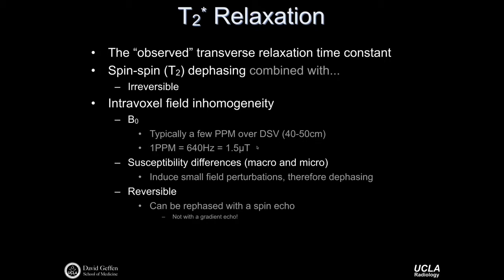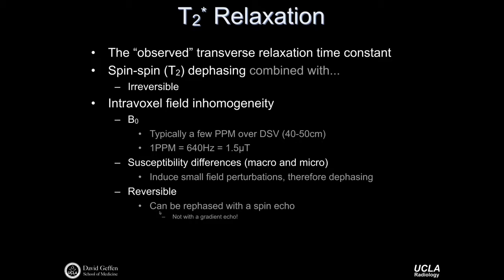We could also have so-called susceptibility differences that give rise to intravoxel field inhomogeneity. The magnetic susceptibility of tissues is not uniform. It can differ at the micro scale or the macro scale, and it will induce small field perturbations, and if the field is not perfect, you'll get so-called dephasing. That is, spins will fall out of coherence with one another. These sources of intravoxel field inhomogeneity, though, are reversible. That is to say, they're caused by a field, and if we can impart an equal and opposite field, then we can reverse these effects.